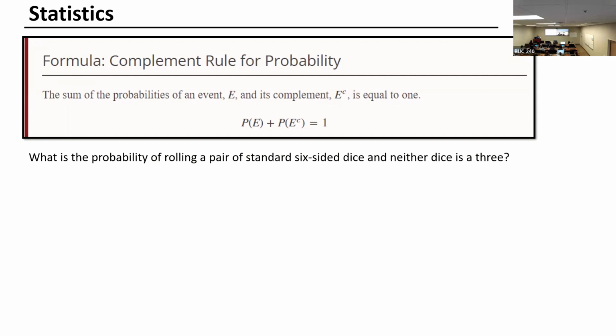Or maybe it's easier to find how many actually are 3s. Let me show you a picture.